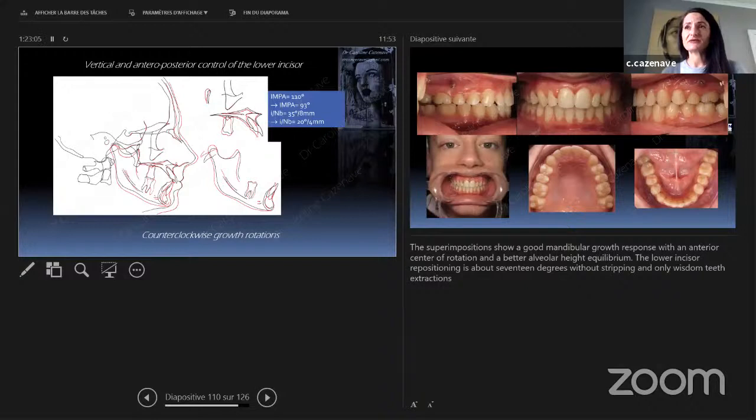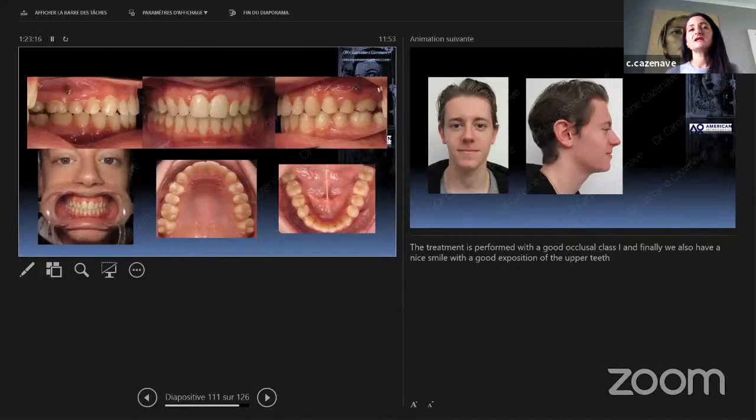The lower incisor repositioning is about 17 degrees without stripping and without teeth extraction. The treatment is performed with good occlusal class 1, and finally, we also have a nice smile with a good exposition of the upper teeth.